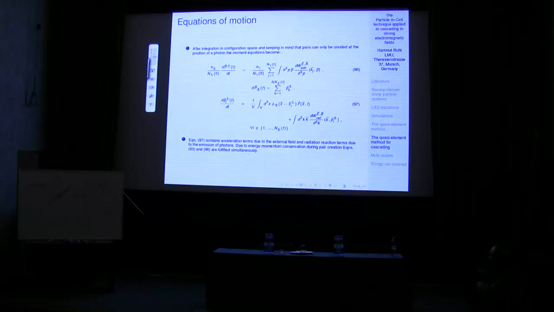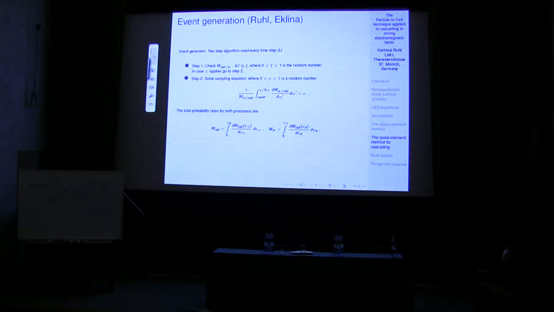And that brings me almost to the end. Here again, it implies event generators for radiation production. In the other case, it implies event generators for pair production. And it implies the solution for the equations of motion. And so the motion part and the event generation part is split into two steps. And here is schematically sketched how the event generator would work.